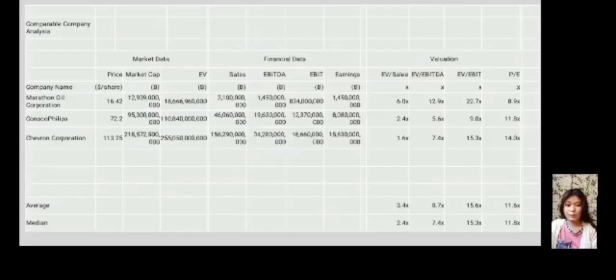In the peer group, we base it on qualitative measures, such as similarity of products, suppliers, consumers, and finally the geography. Here, the companies in the data are Marathon Oil Corporation, ConocoPhillips, and Chevron Corporation, and all of these companies are basically in line with the oil and gas industry, and they are all located in Houston, Texas.